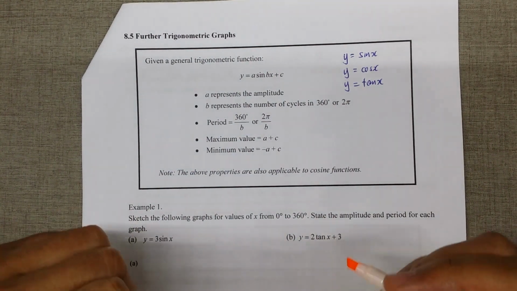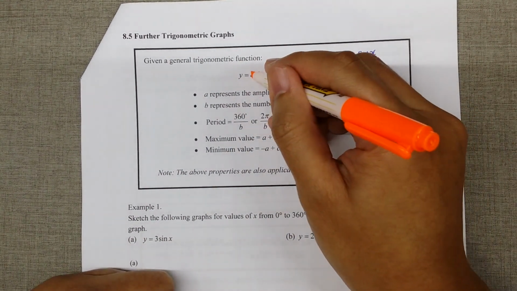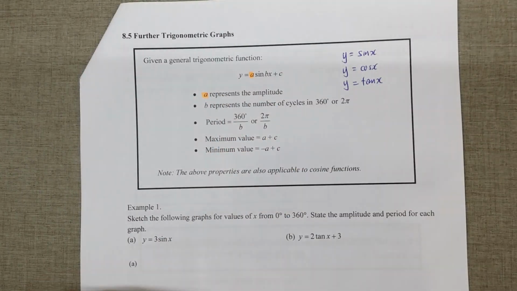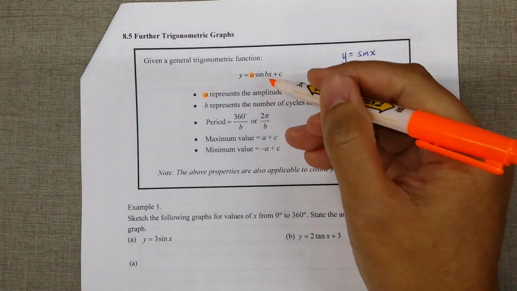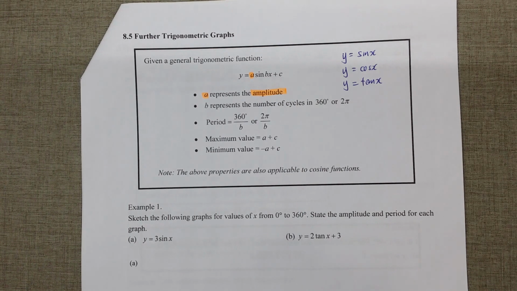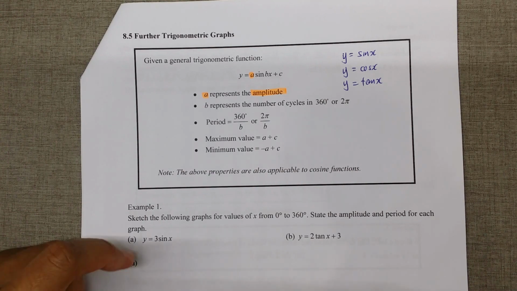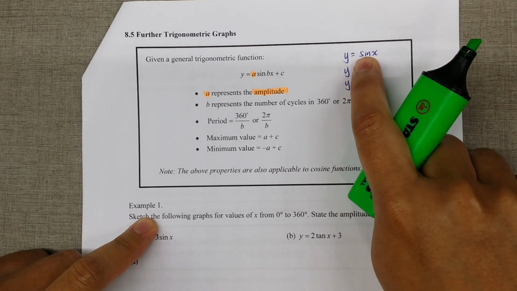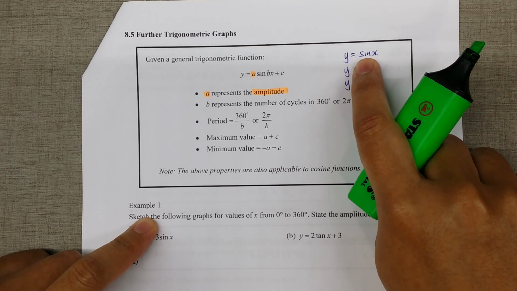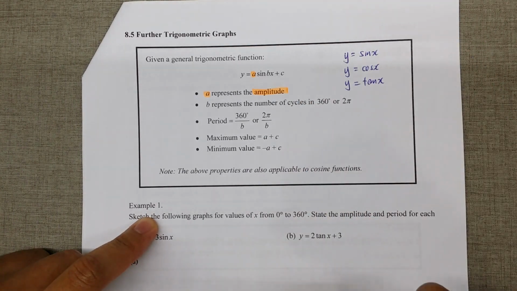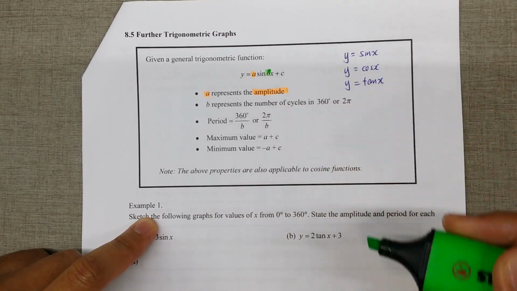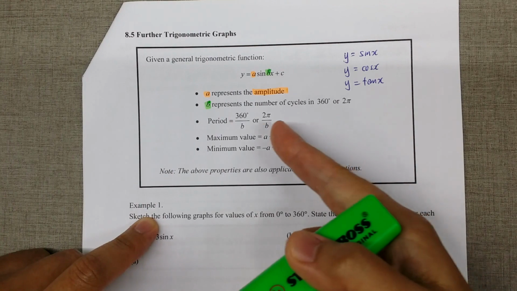Okay, so we have all these that you need to take note of. A, B, and C. A means the amplitude. So the value of A can change how high the graph goes, because A represents the amplitude. Earlier on, if you can recall, for the sine graph and cosine graph, the amplitude is 1. So now the new amplitude is A. And what does this B do to the graph? The B represents the number of cycles.